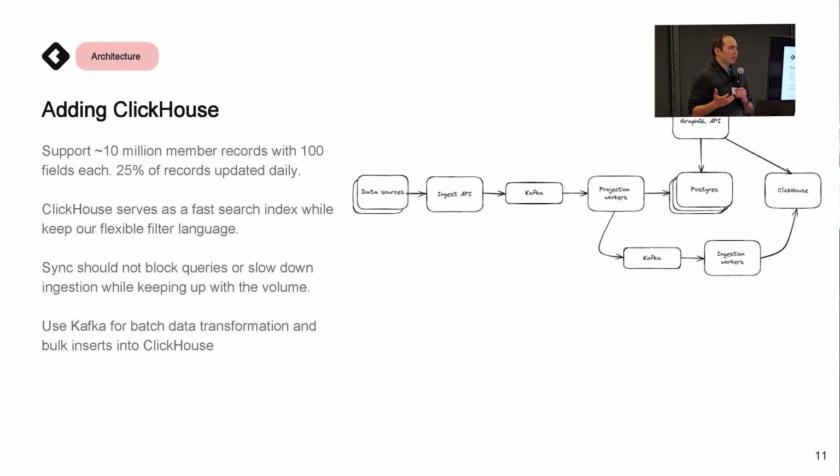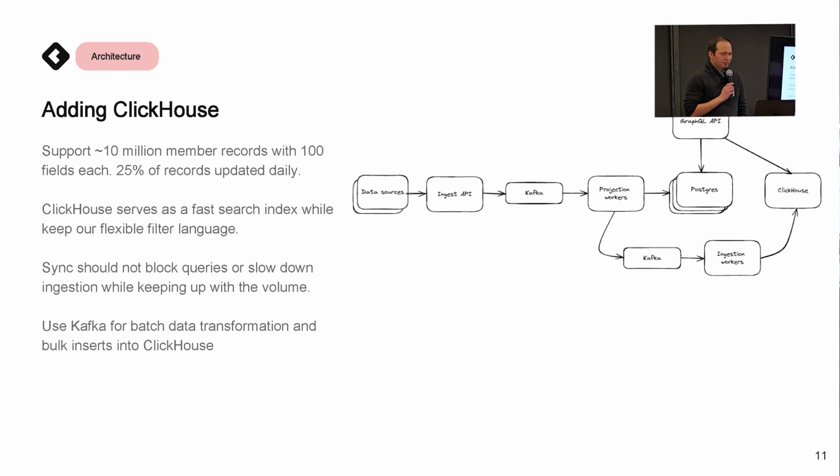So this is where ClickHouse entered the picture. We looked around and saw, hey, how do people solve this problem? And ClickHouse seemed like it had an active community, had a cloud version that we could just deploy and test out, and it seemed to work for the specific use case. The target that we wanted to meet, essentially, is about 10 million member records with about 100 different fields. So if you multiply that, that's about a billion rows that we'd have to store, and we'd expect maybe a quarter of it to update.